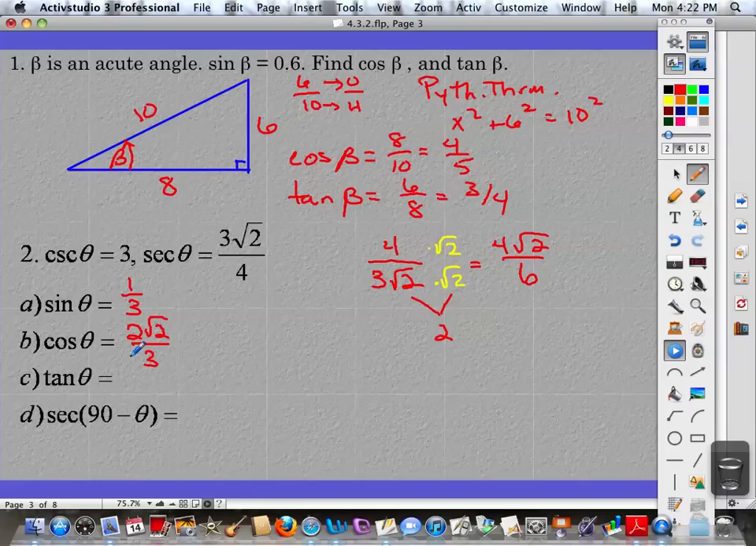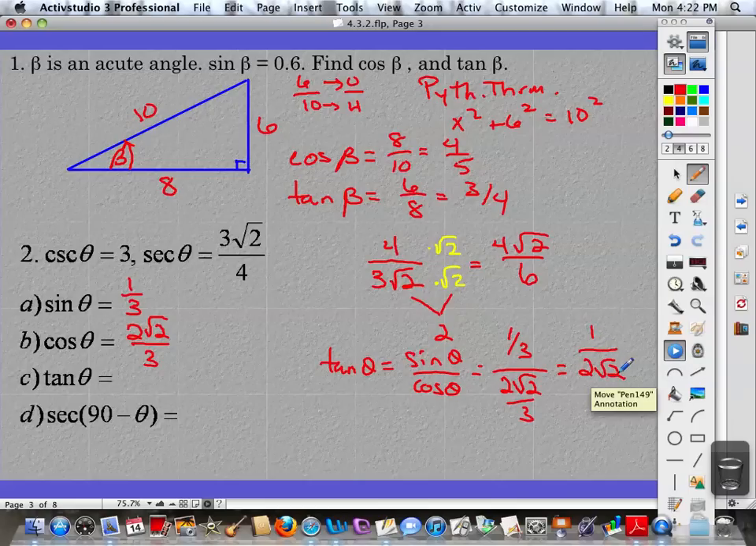So, how are we going to find the tangent? Well, we're going to remember that the tangent is the ratio of the sine divided by the cosine. So if the sine of theta is 1/3, divided by the cosine of theta, which is 2 square root of 2 divided by 3, when I simplify, I'm going to end up with 1 divided by 2 square root of 2. And again, I'm going to have to rationalize. And I'll have square root of 2 divided by 4. So the tangent of theta is square root of 2 divided by 4.